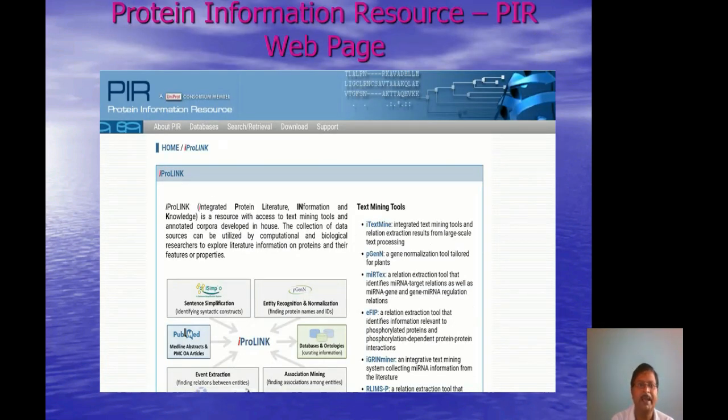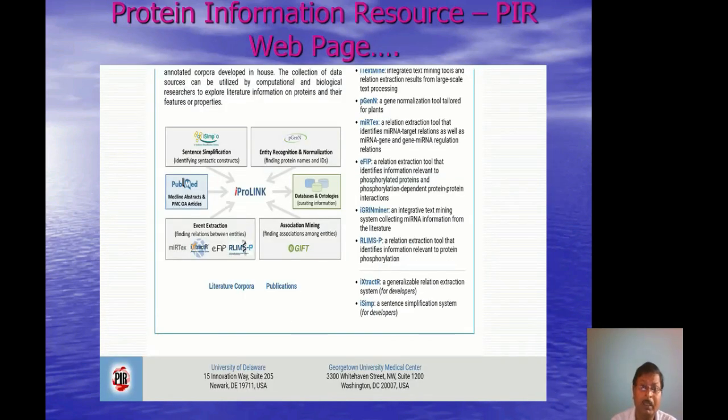And this is the PIR, Protein Information Resource, home page. You see that the iPro link is there, the PubMed connection is there, and text mining tools are mentioned here. If you want to see the latest web page, you can go to Google and open it. And this is again the home page of PIR.